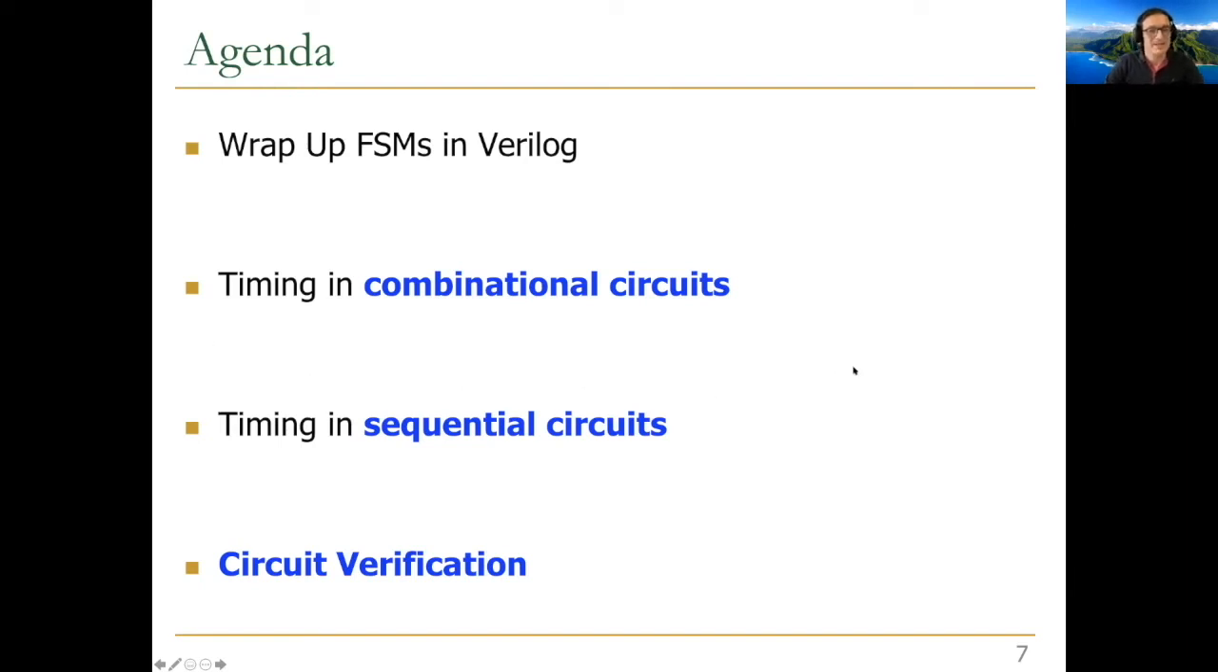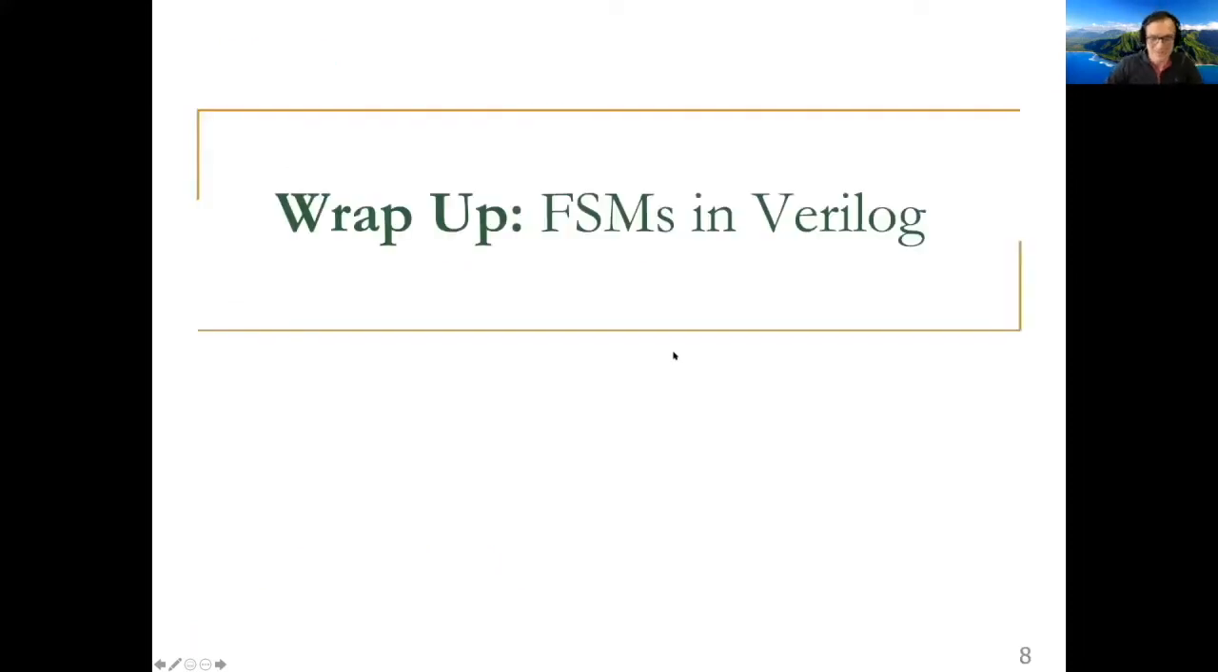Okay, basically, I'm going to wrap up FSMs and Verilog. This is going to take really short time because we really covered essentially everything that you need to know to build finite state machines in hardware description language and Verilog. And then we're going to jump into timing and combinational circuits, and then in sequential circuits, and then we're going to wrap up with a lot of discussion on circuit verification, and also doing test benches in Verilog and how to test your circuits in Verilog. So that part is going to be important in your labs, for example, because you're all going to do labs and test your circuits. Okay, so let's do this wrap up quickly.